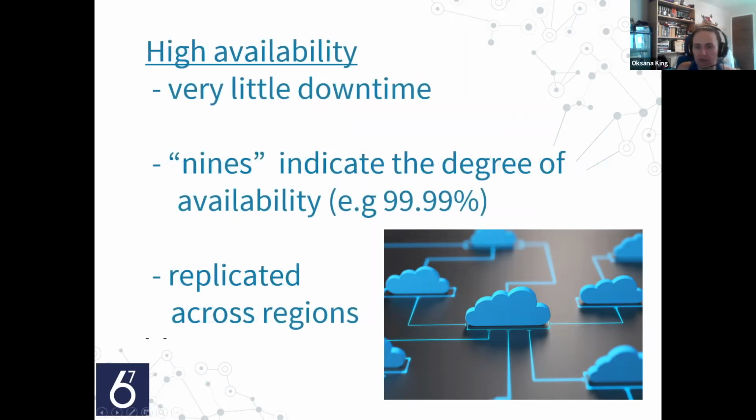Then we have high availability, which is the ability of the system to be up and running with very little downtime. And this downtime can be planned or unplanned.